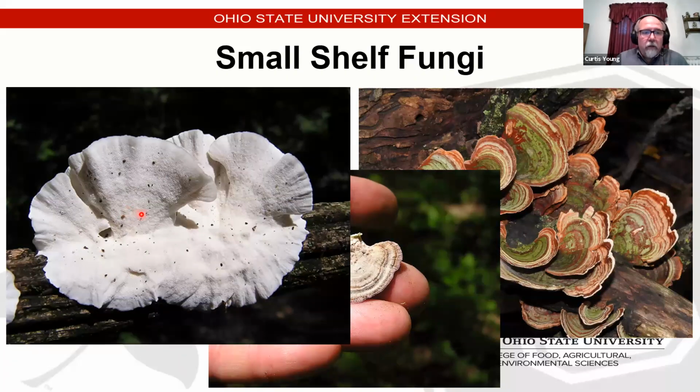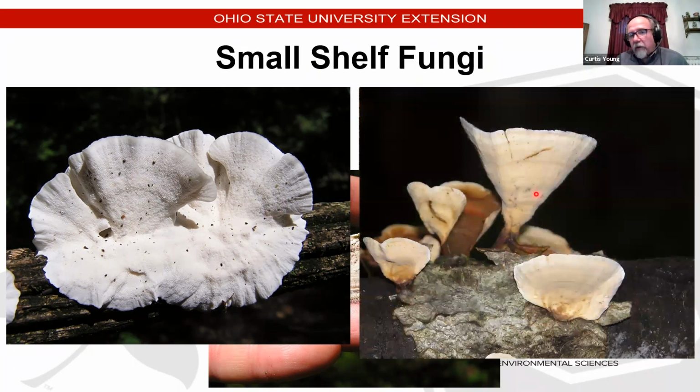True turkey tail, you can actually see the pores on the underside of the surface. It's a fairly thin polypore, but you can see that there are pore openings on this white surface underneath. The false turkey tail, on the other hand, is perfectly smooth. The spore producing surface doesn't have visible pores in it like the true turkey tail does. So this is more of a parchment type of fungus.